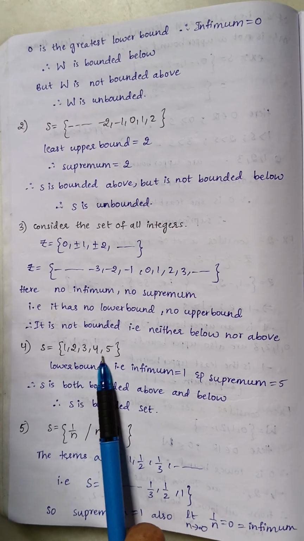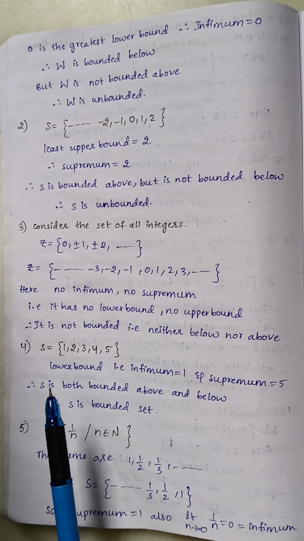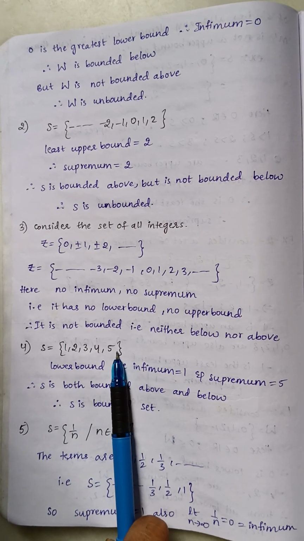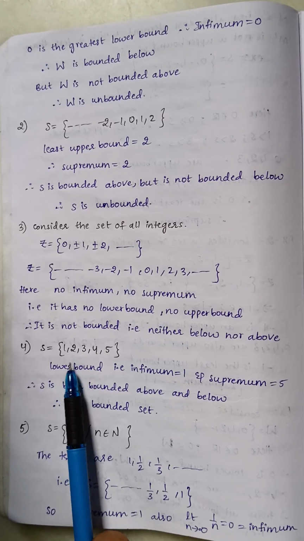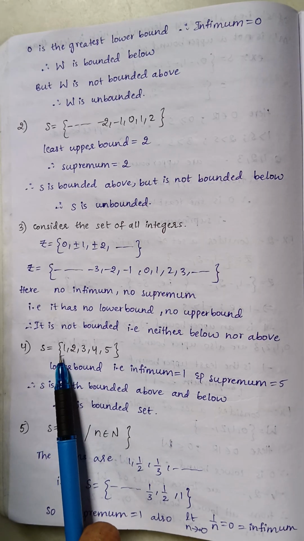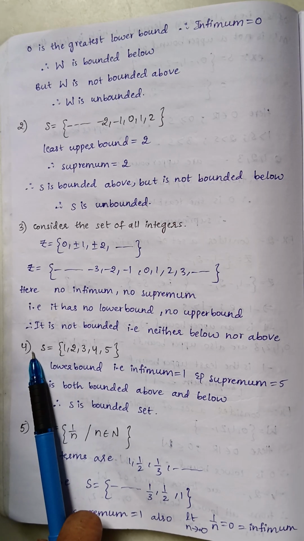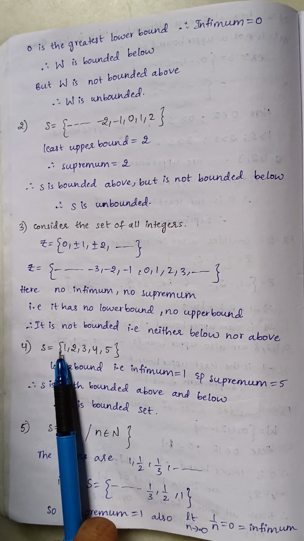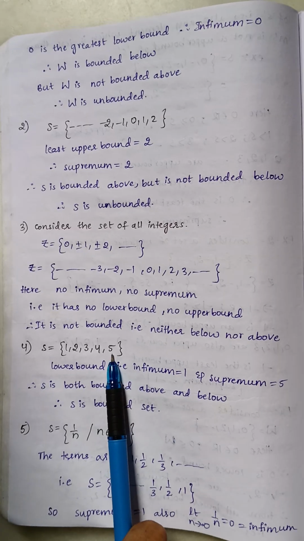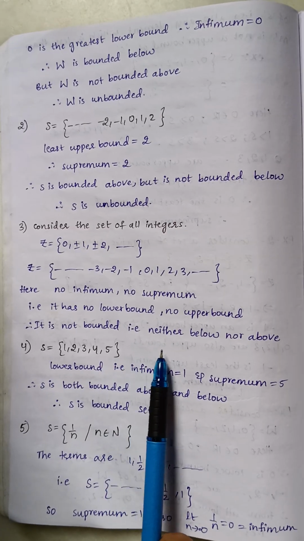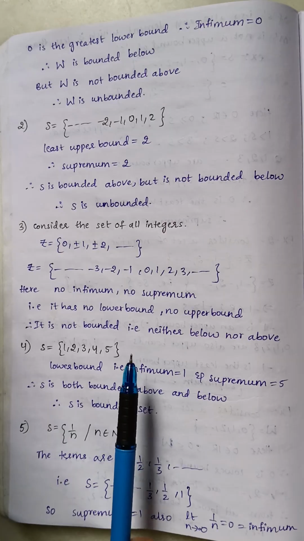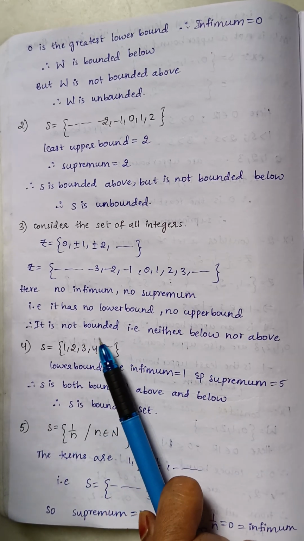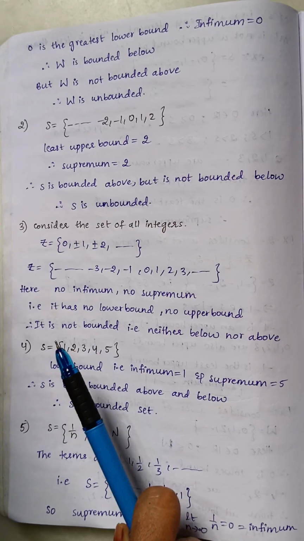So take this example. See, a finite set, it has a left end, at the same time it also has a right end. So easily we can say, what are the lower bounds here? 1, 0, minus 1 and so on are lower bounds. Which is the greatest lower bound? 1. So that is called the infimum. And what are the upper bounds here? 5, 6, 7, 8 and so on. Out of that, what is the least upper bound? 5, which is called the supremum. So by seeing the question, easily we can find the infimum and supremum.